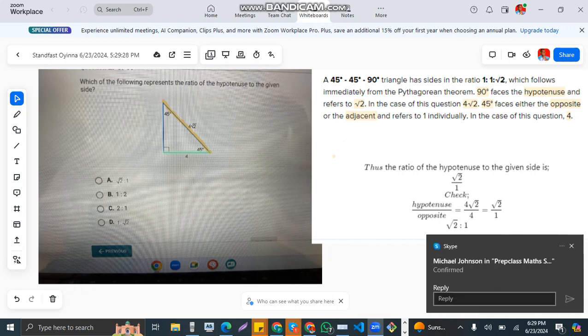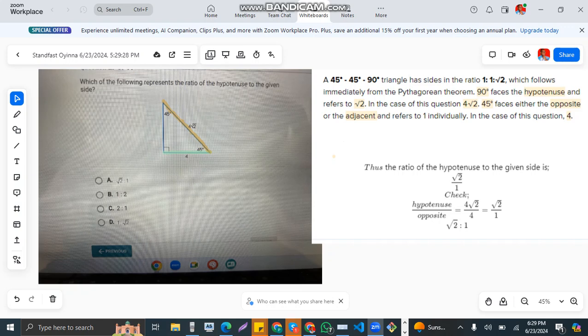Okay, now quickly, I want to attach something to the question so that it's easy for us to understand. So there's a note beside this. A 45-45-90 degree triangle has sides in the ratio 1 to 1 to root 2, which follows immediately from the Pythagorean theorem.